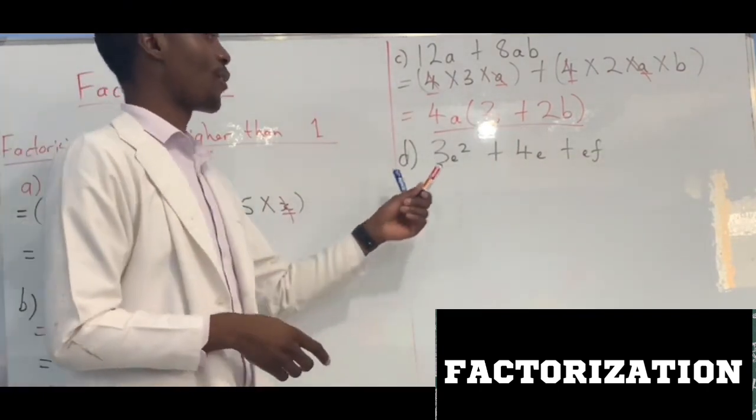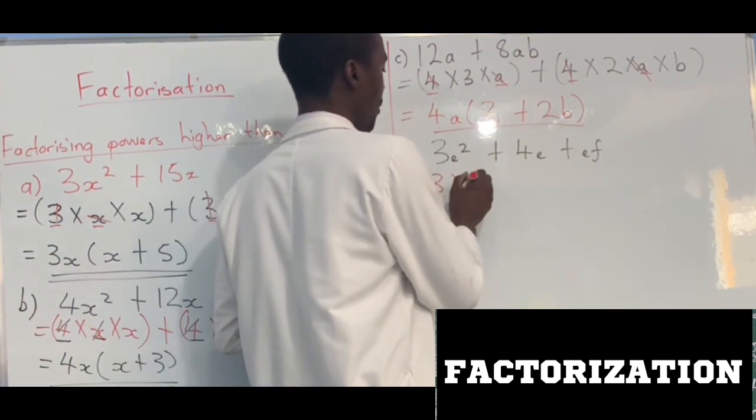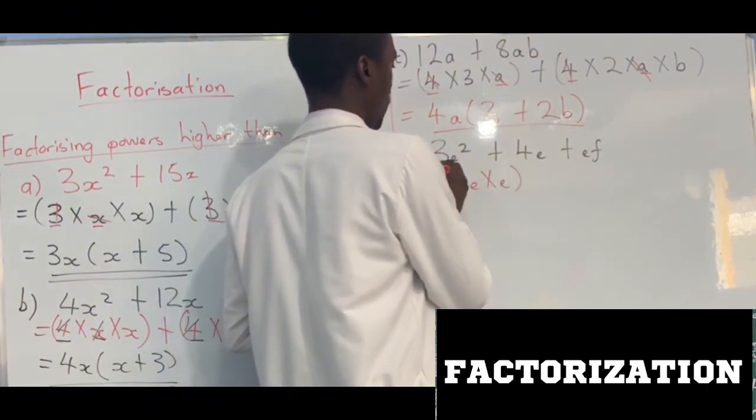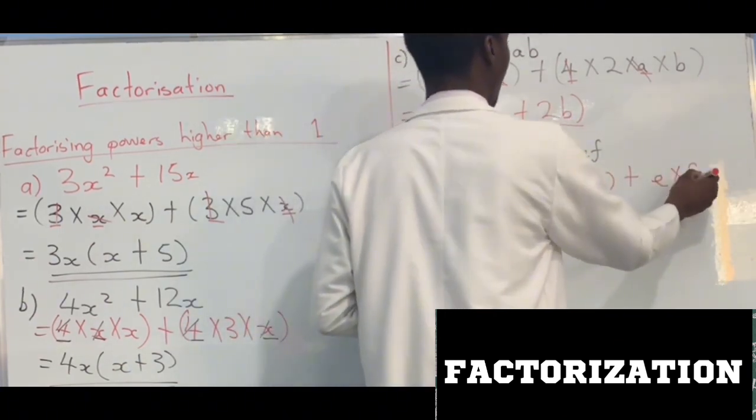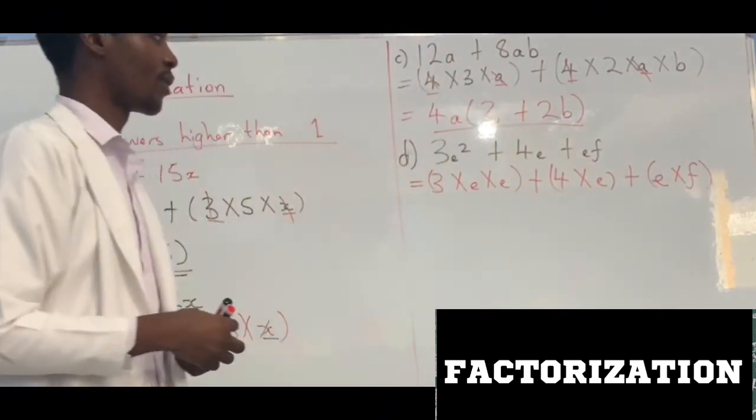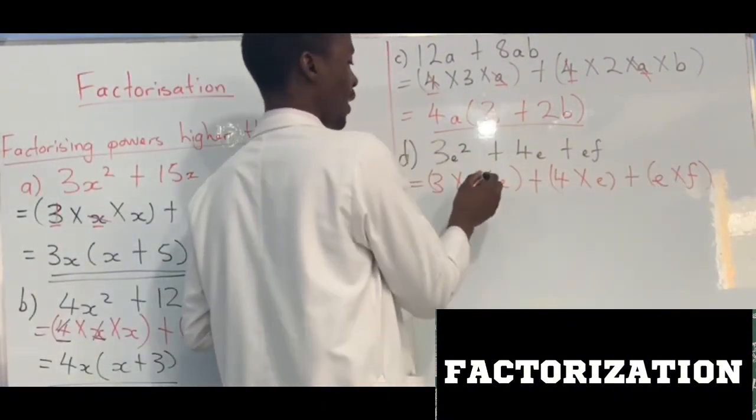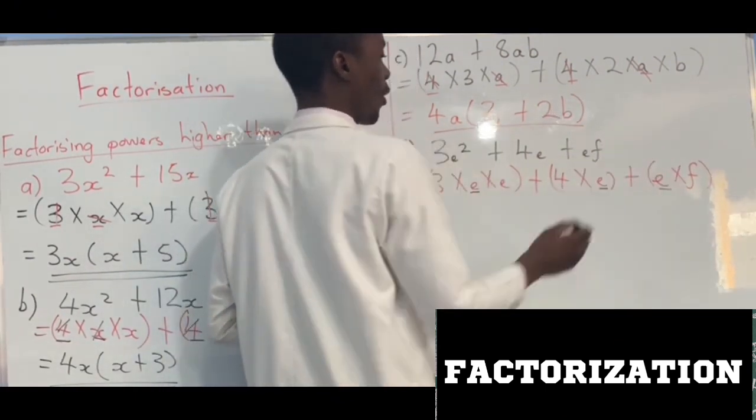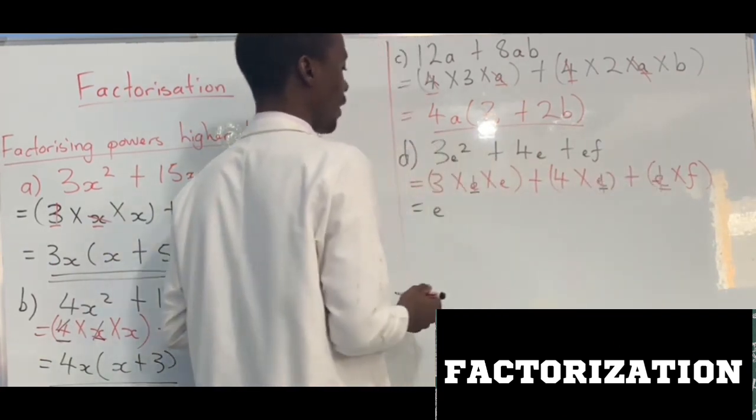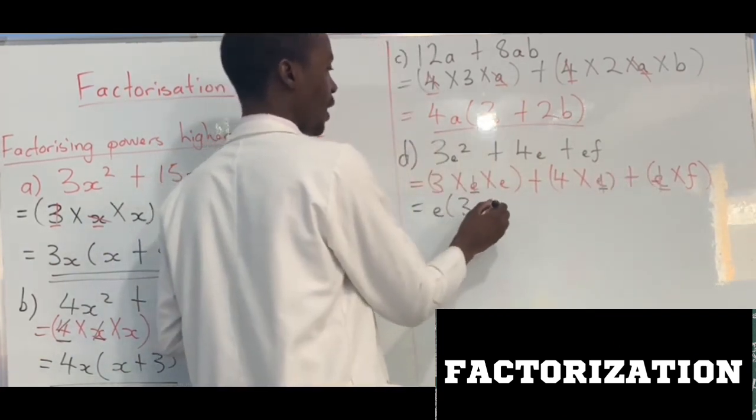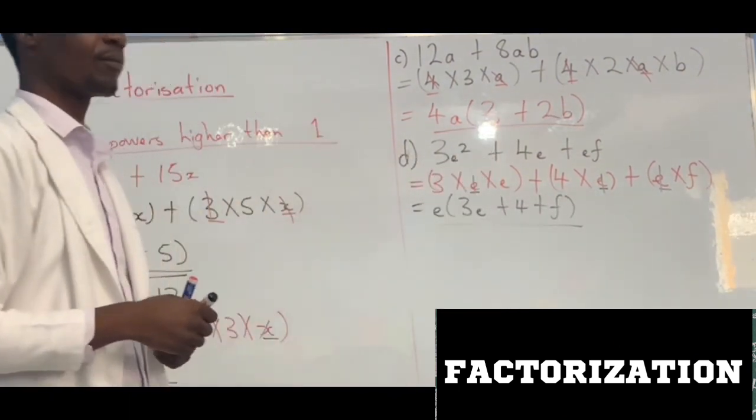3e squared plus 4e plus ef. So you can see that e is appearing in all the terms. We break it down: 3 times e plus 4 times e plus e times f. You can see here in our expanded expression, we do not have 3's or 4's in the other terms, we only have e. So we factor out e, cross it out, then we are left with 3e plus 4 plus f. And that is the end.